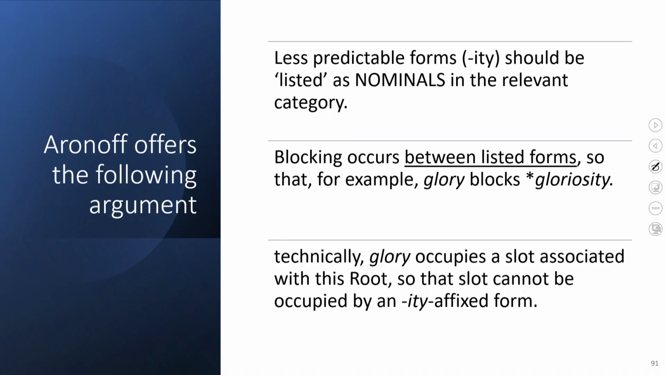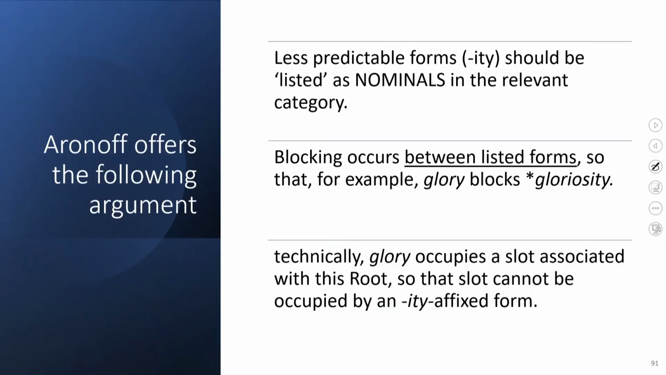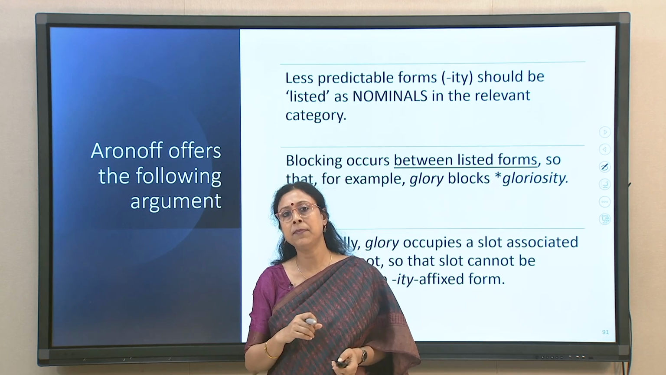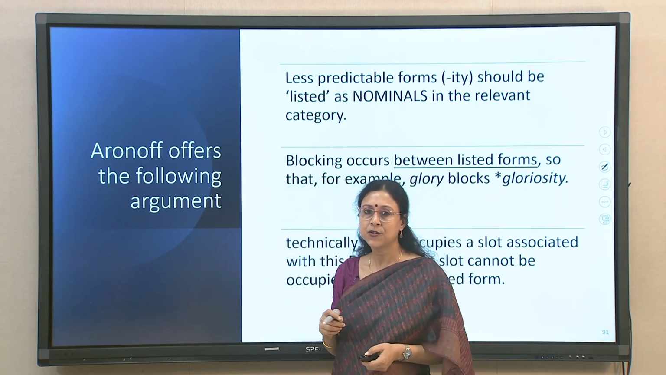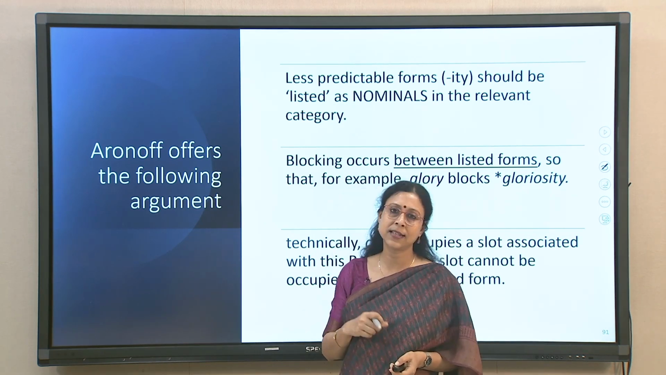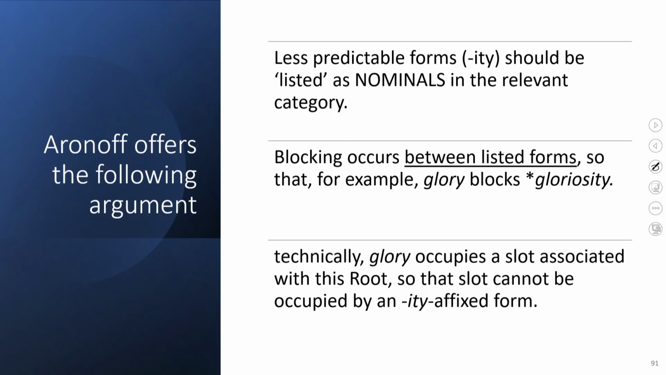Now, the argument is that less predictable forms like ITY should be listed as nominals in the relevant category, like they are part of the lexical list, and blocking occurs between lexical forms. So, for example, glory blocks gloriosity. Why is it that if there is a bare form it will block ITY? Because both ITY and the bare noun will be part of the list as opposed to the grammatically rule governed list. And because you cannot have two nominals in the same list, glory will block the ITY form. So, technically glory occupies a slot.